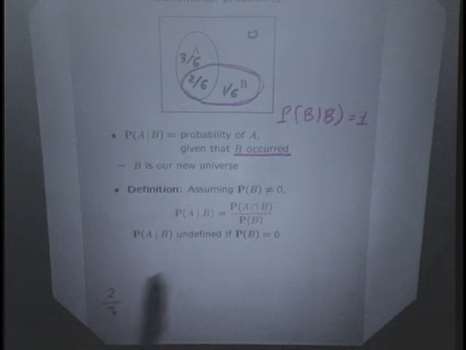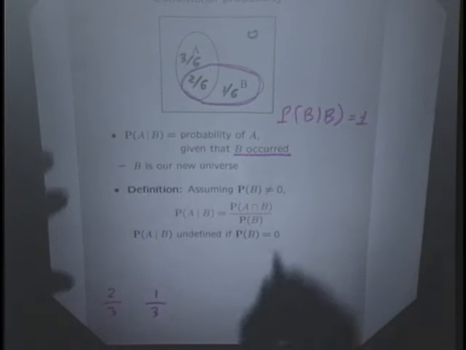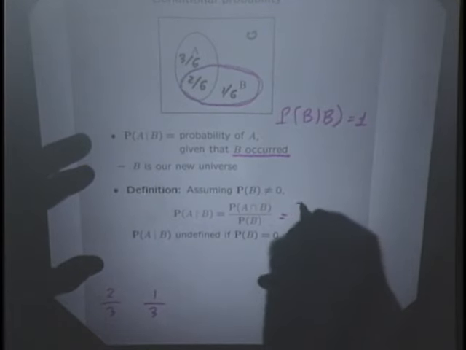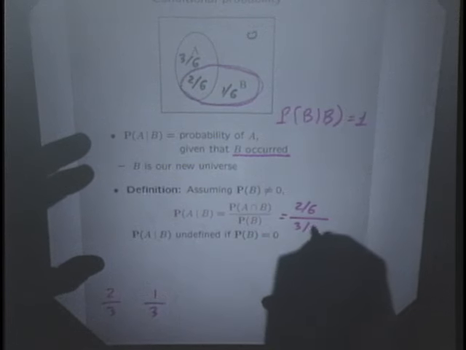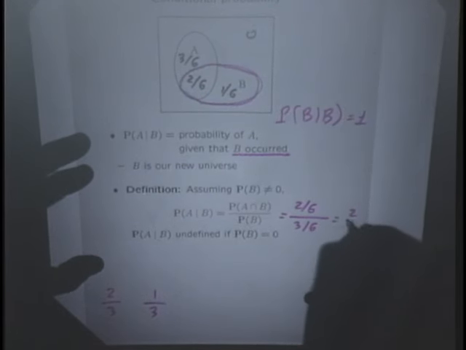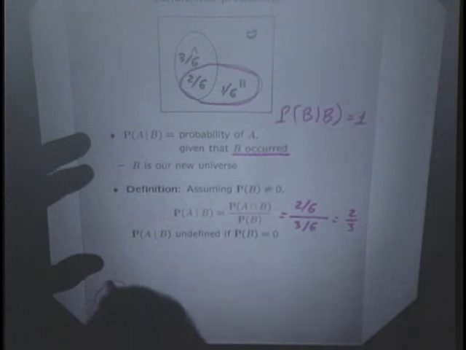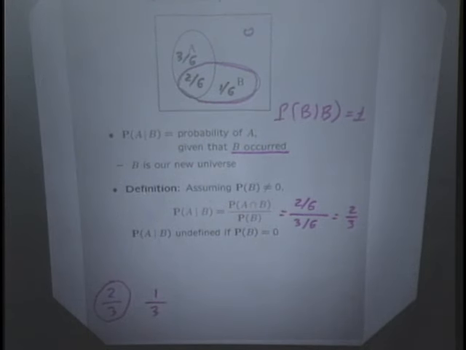Does it give us the same numbers as we got with this heuristic argument? Well, in this example, the probability of A intersection B is 2/6 divided by the total probability of B, which is 3/6. And so it's 2/3, which agrees with this answer that we got before. So the formula indeed matches what we were trying to do.